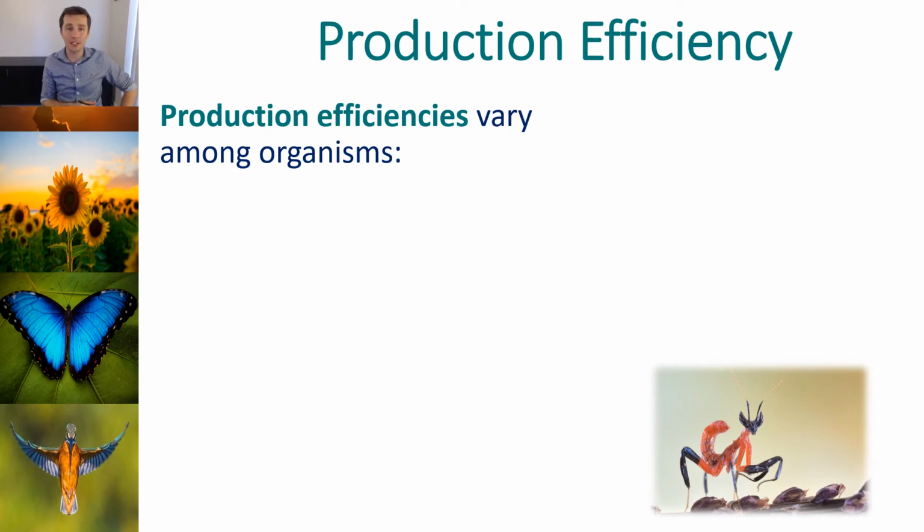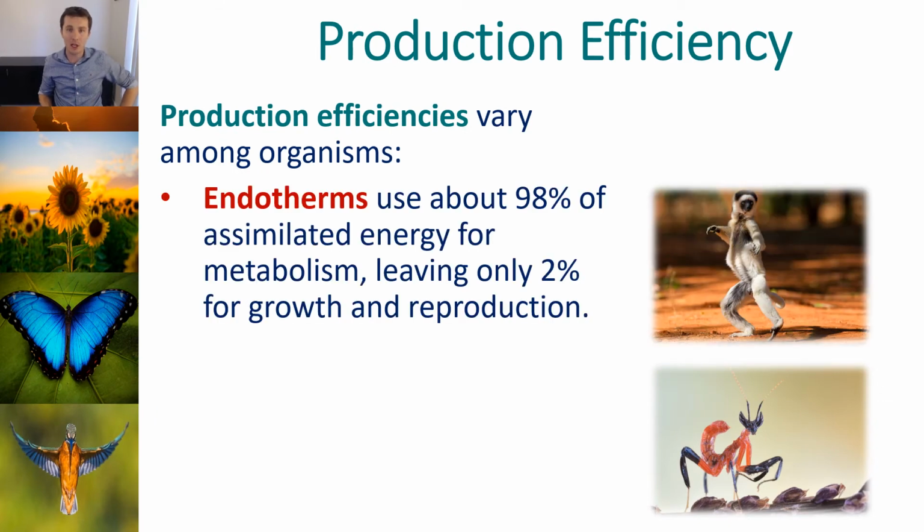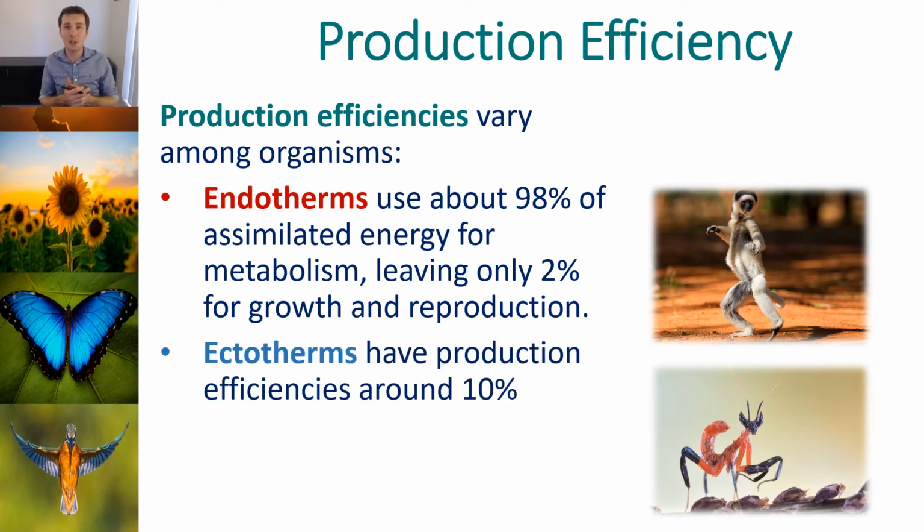Production efficiencies can actually vary among organisms. Endotherms use about 98% of that assimilated energy, so that energy that is not lost as feces, for metabolism. 98%, because as endotherms, you have to maintain a constant temperature. That requires a lot of energy, so a lot of that assimilated energy is used for metabolism. That only leaves about 2% for growth and reproduction. This is different to ectotherms, which have production efficiencies generally around 10%, so a lot higher than endotherms, because they are not using as much of that assimilated energy for metabolism.